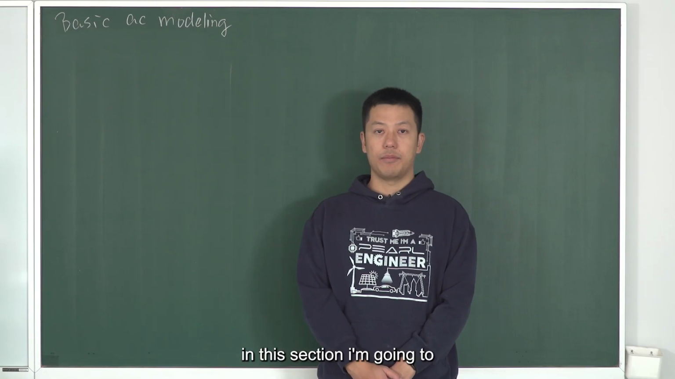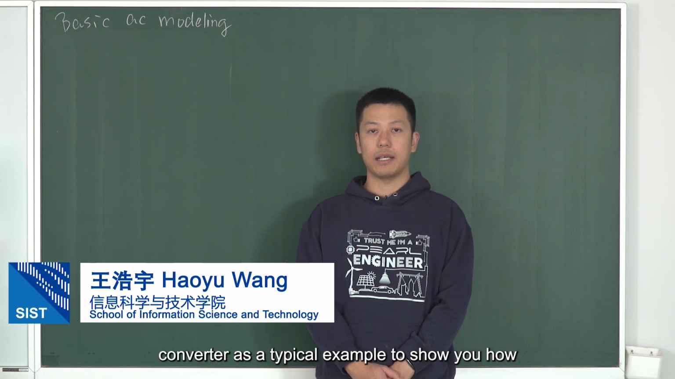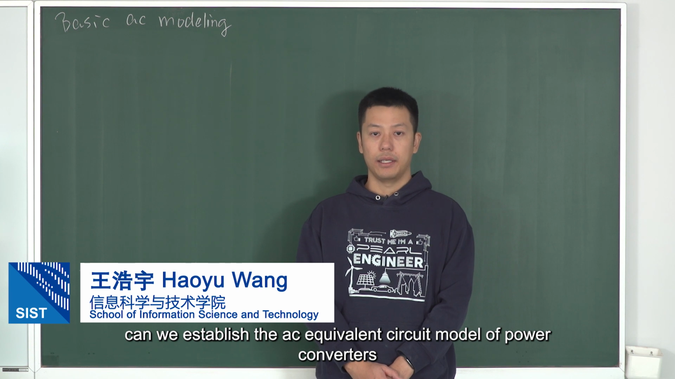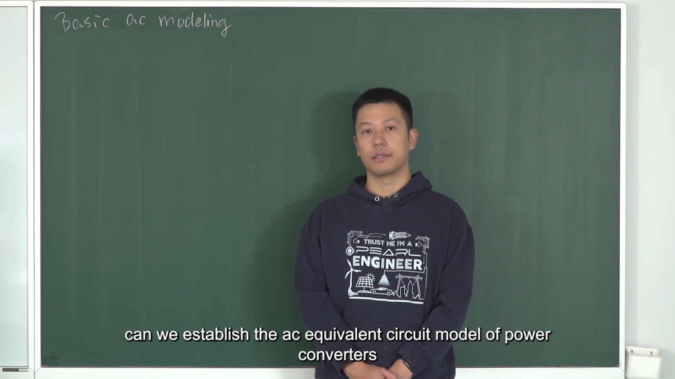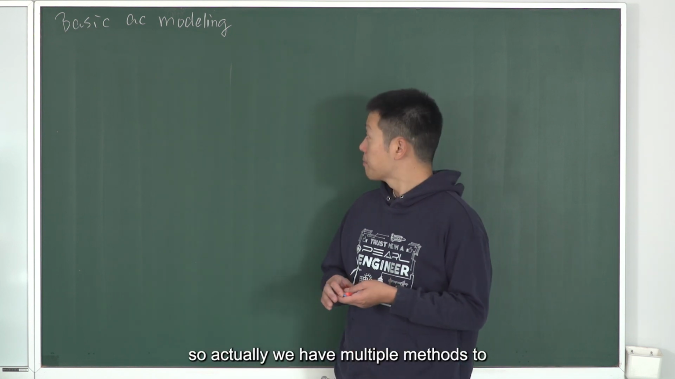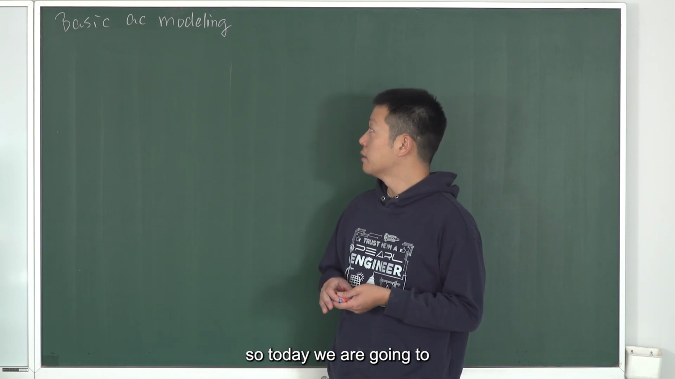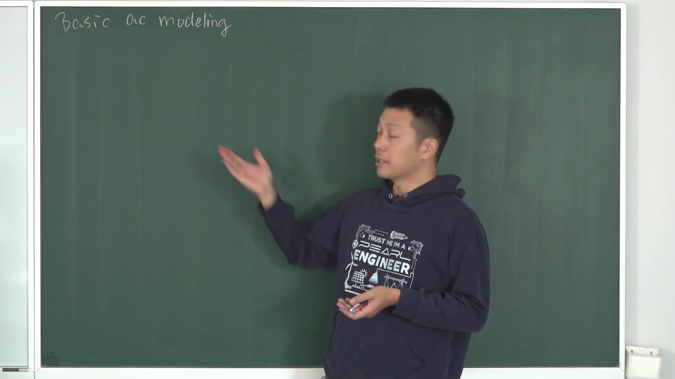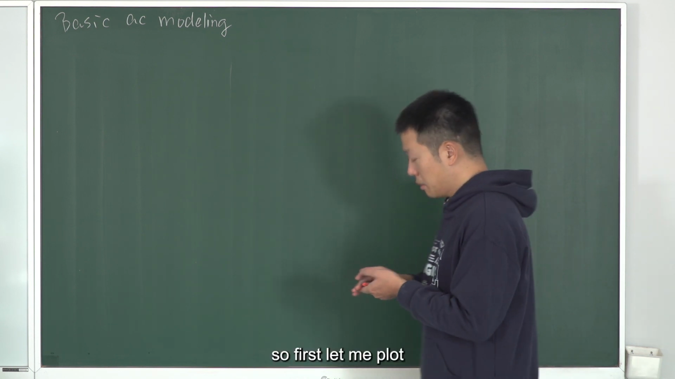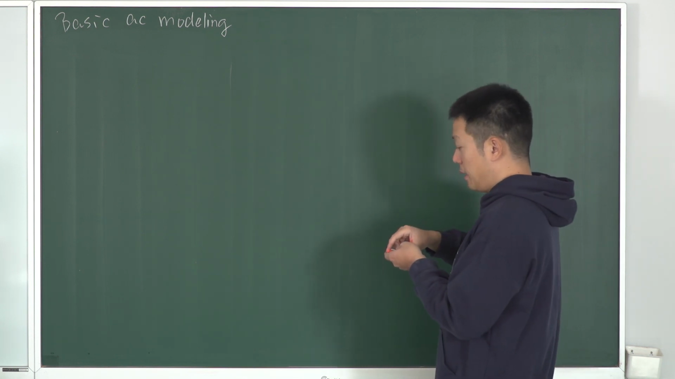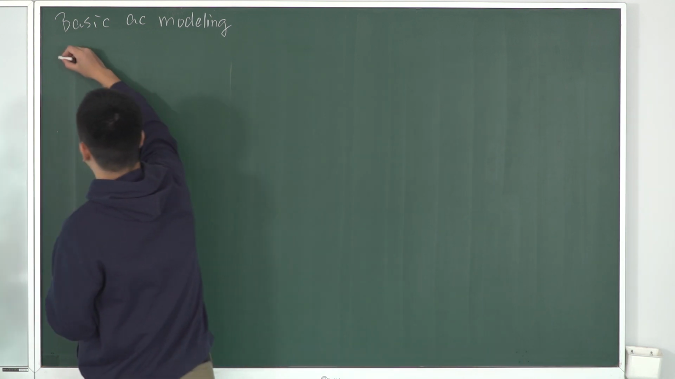In this section, I'm going to use the buck-boost converter as a typical example to show you how we can establish the AC equivalent circuit model of power converters. We have multiple methods to model the converter. Today we are going to introduce the first one, which is called the basic AC modeling.